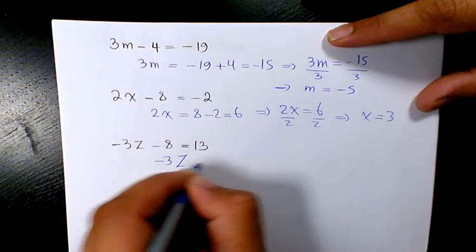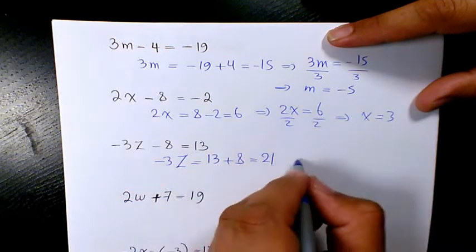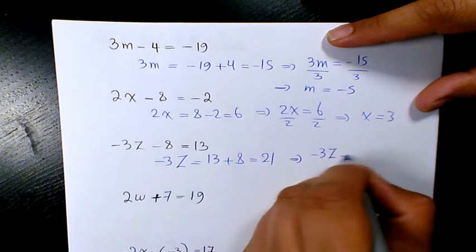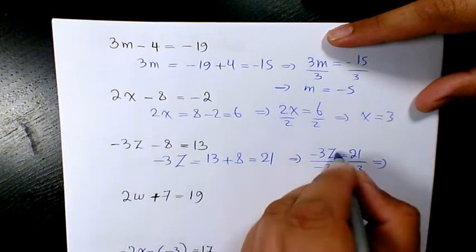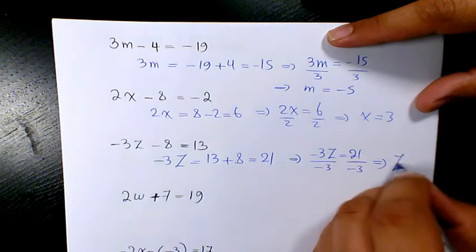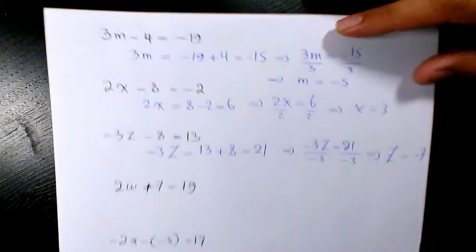Negative 3z minus 8 equals 13. So negative 3z equals 13 plus 8, which is 21. So negative 3z equals 21, divided by negative 3 for both sides. Negative 3z divided by negative 3 is going to be just z. 21 divided by negative 3 is going to be negative 7. So z is going to be negative 7.